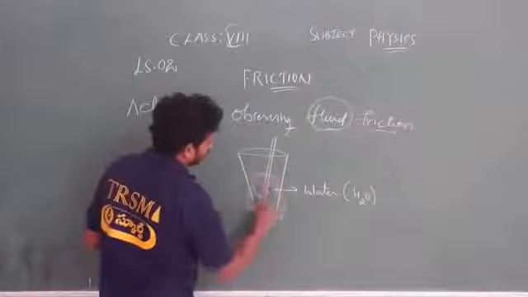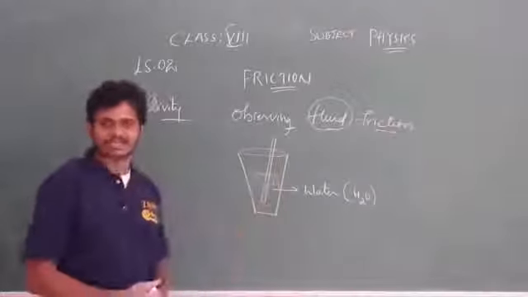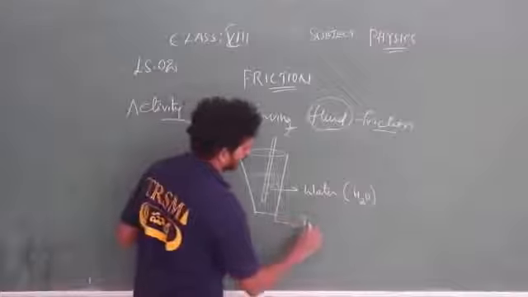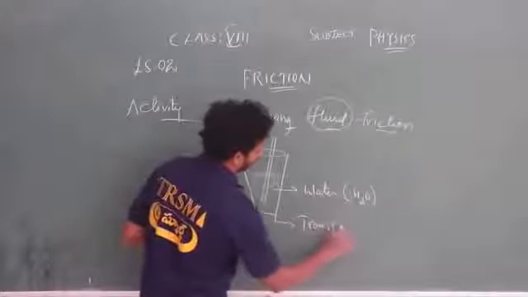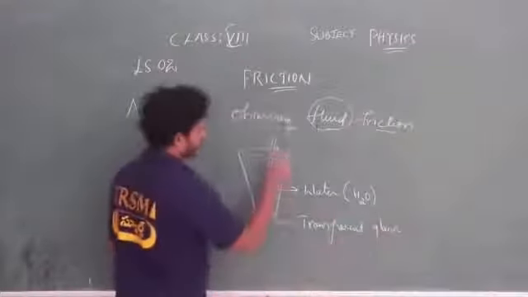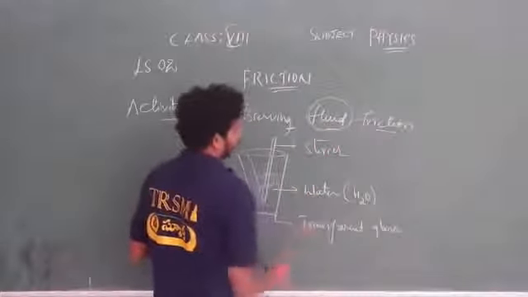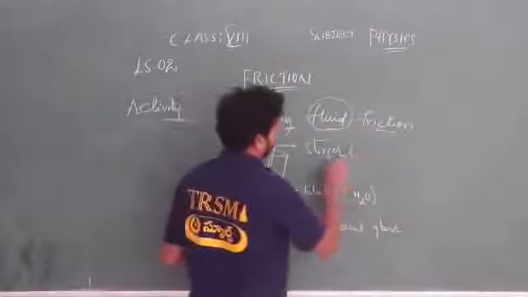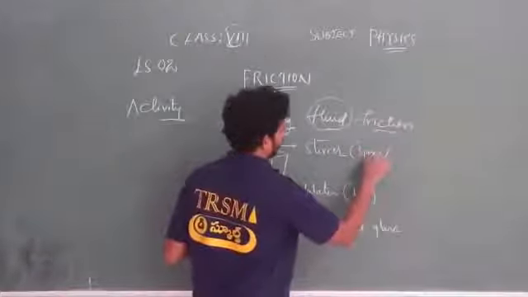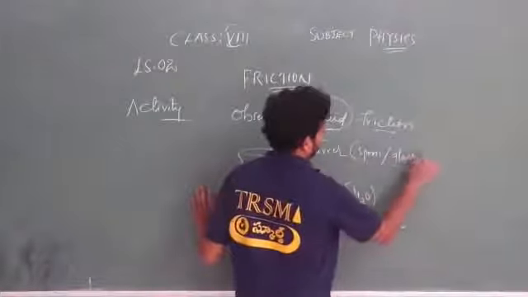Water is turning around inside the glass. Make sure this is a transparent glass. And this is the stirrer. This may be a spoon or a glass rod.